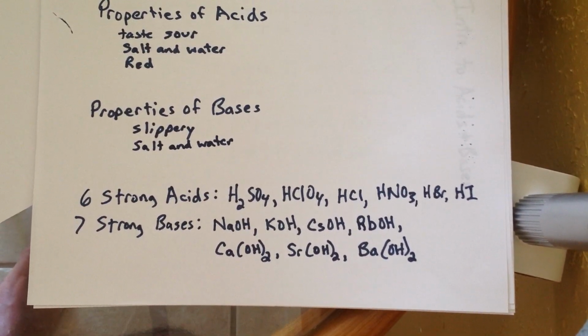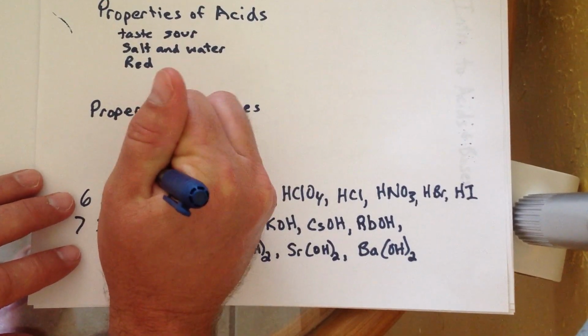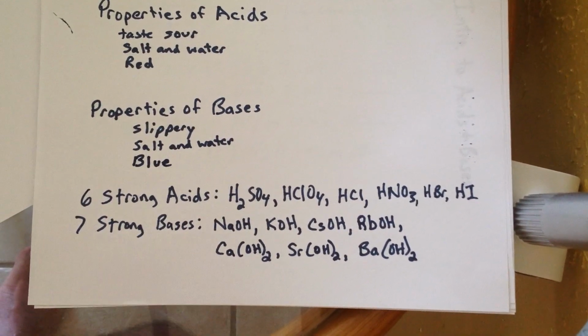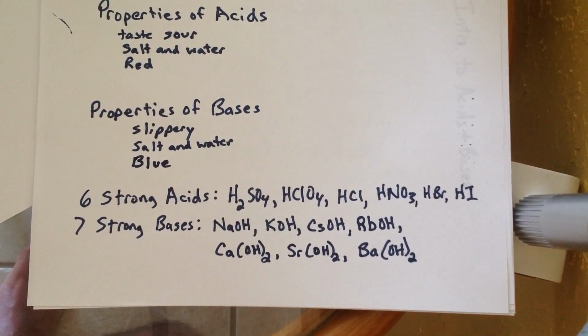Last question I would ask is about litmus paper. Bases start with the letter B, so guess what color they turn litmus paper? Blue. See the B's? Okay, let's look at these 6 strong acids and let's explain the difference between a strong acid and a weak acid.